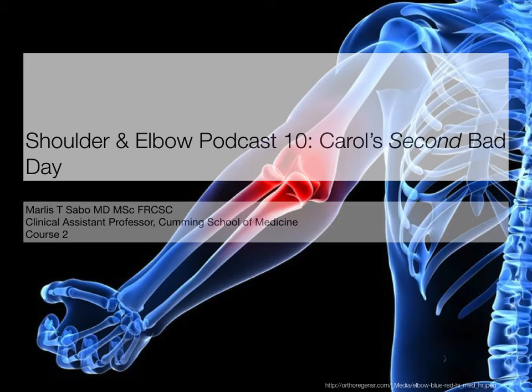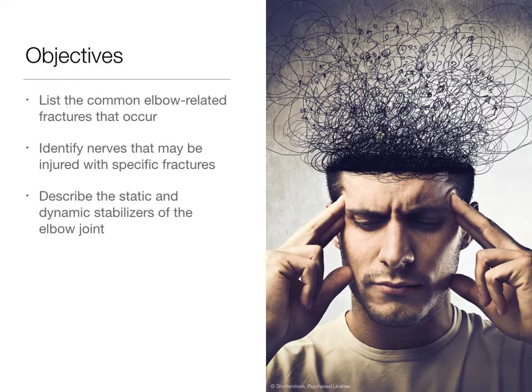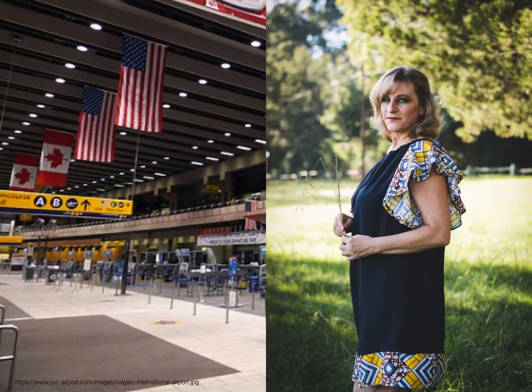Welcome back. We're going to switch gears a bit here and check in with a most unfortunate patient. By the end of this, you should be able to list the common elbow-related fractures that can occur, identify nerves that could be injured with specific fractures, and describe the static and dynamic stabilizers of the elbow joint. If it's been a few days, rewatching the podcast about x-rays of the elbow will help you here.